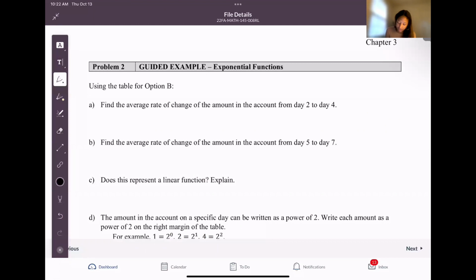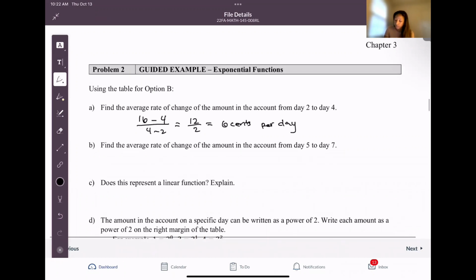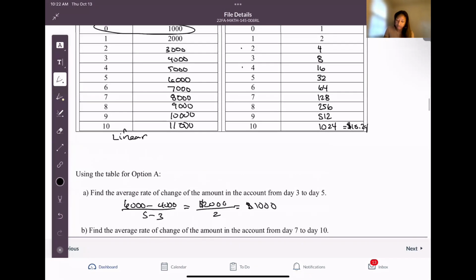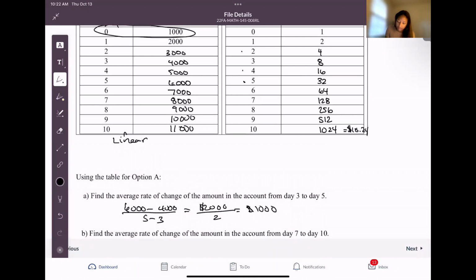The average rate of change from day 2 to day 4 was, what did we say? 16 cents minus 4 cents over 4 minus 2. That's 12 over 2, which is 6 cents per day. Okay. But what about for days 5 to 7? We look back up in our table. We see at day 5, we have 32 cents. And at day 7, 128 cents.